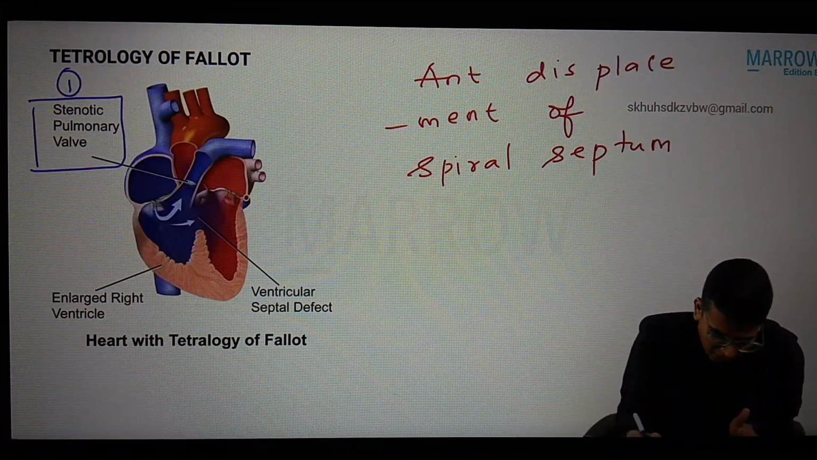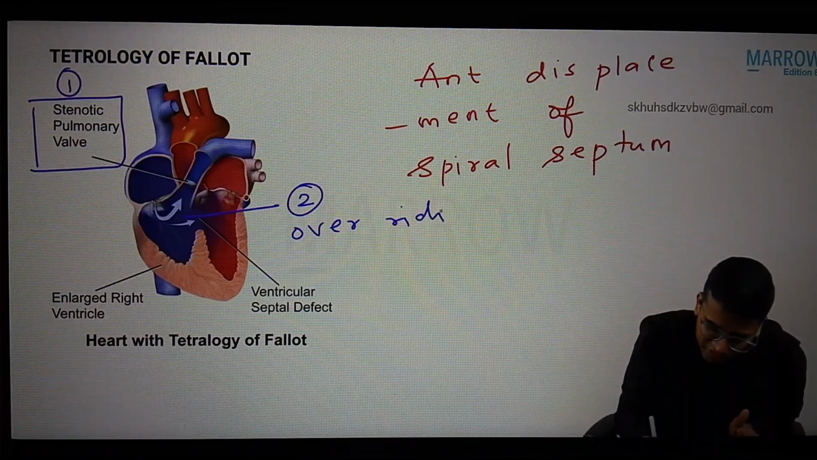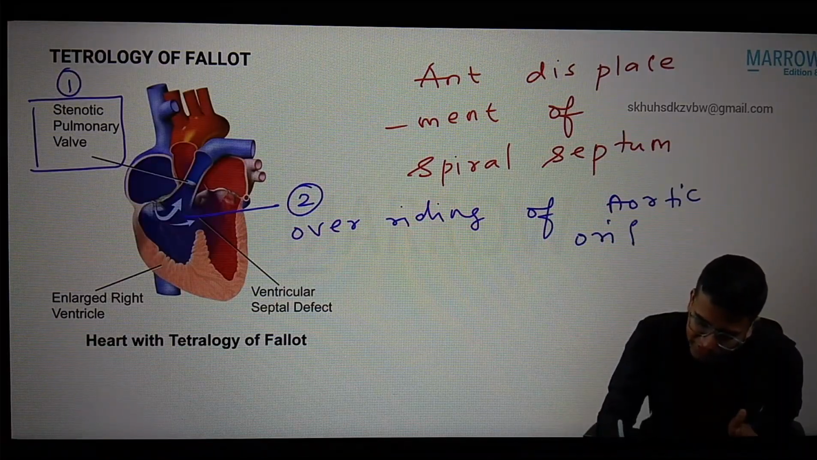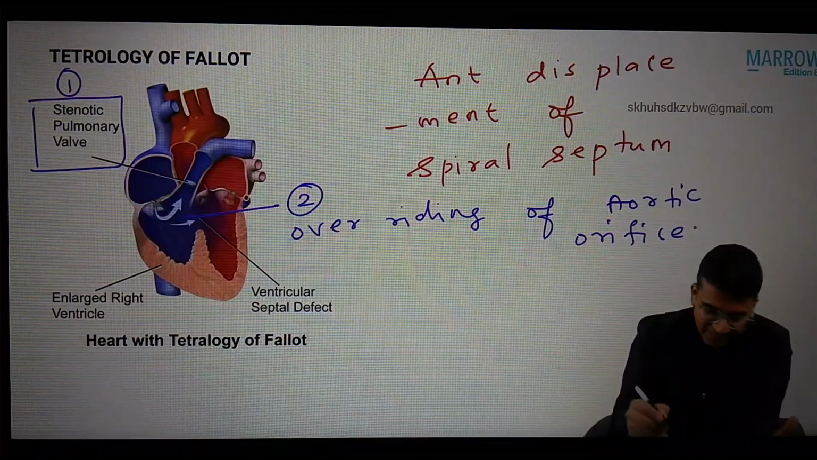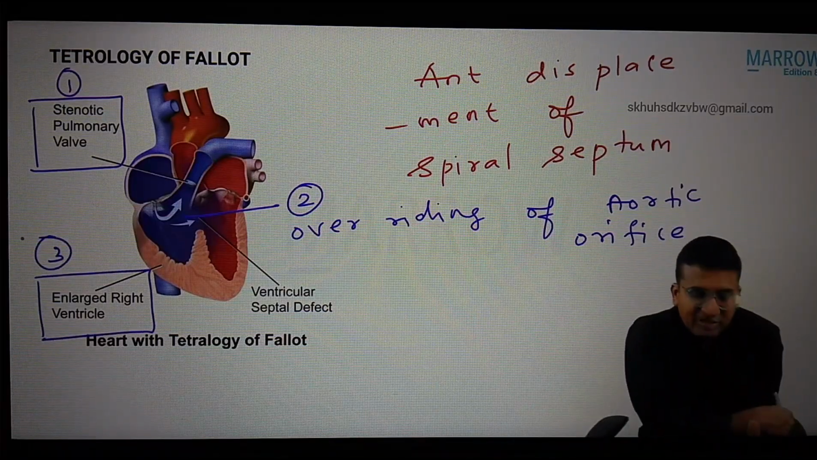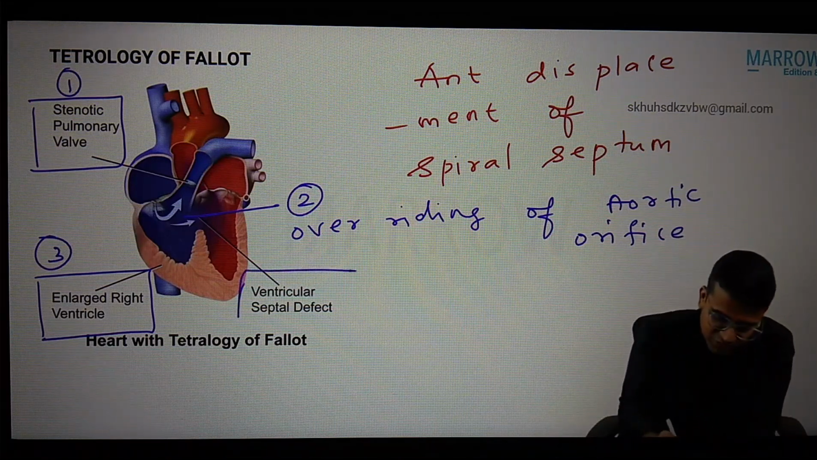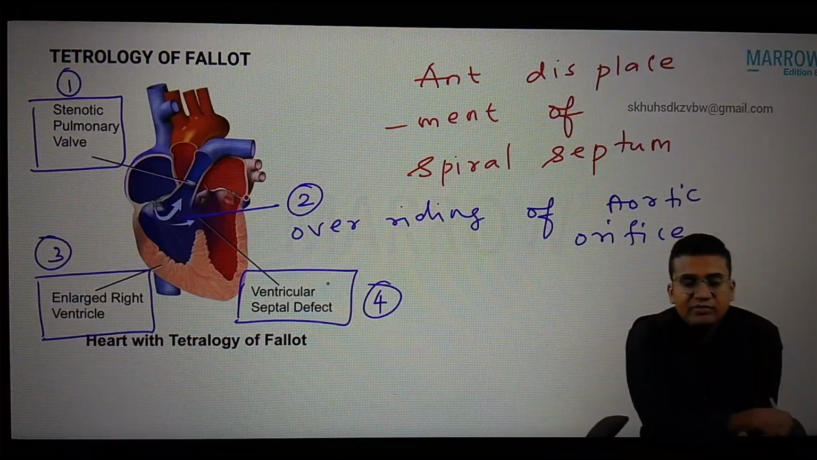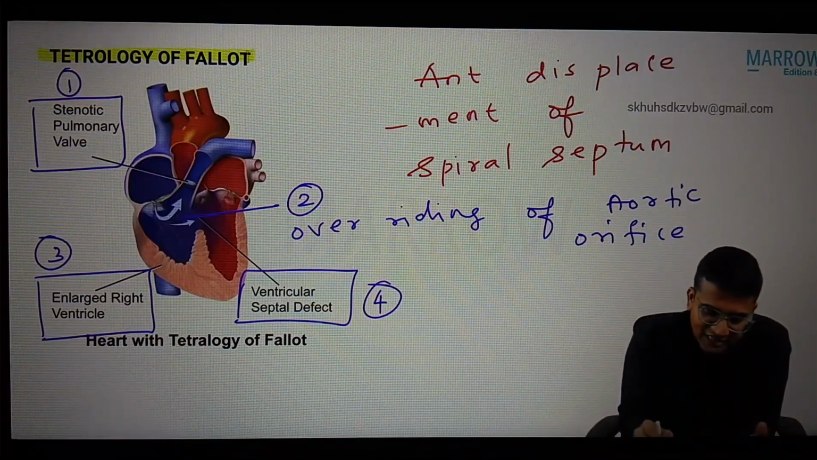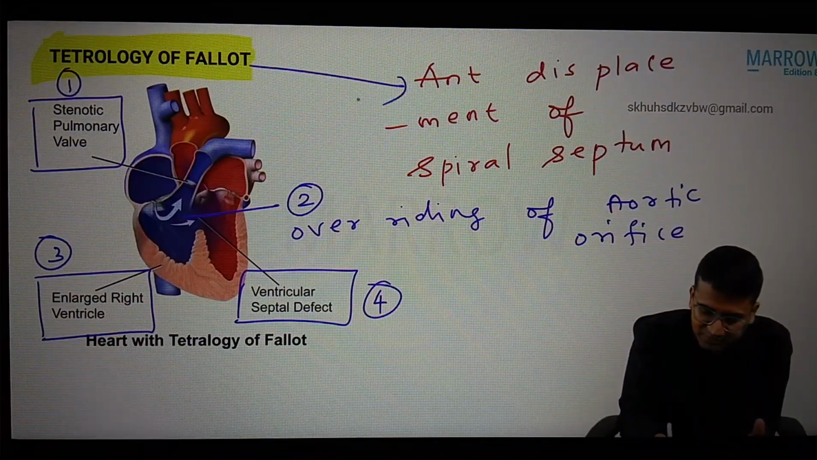So we see overriding of the aorta. Number 2, overriding of aortic orifice. Number 3, because of this pulmonary stenosis, the baby will have right ventricular hypertrophy, which in turn leads to VSD, ventricular septal defect. So these 4 features are called tetralogy of Fallot. Tetralogy of Fallot is due to the anterior displacement of the spiral septum.